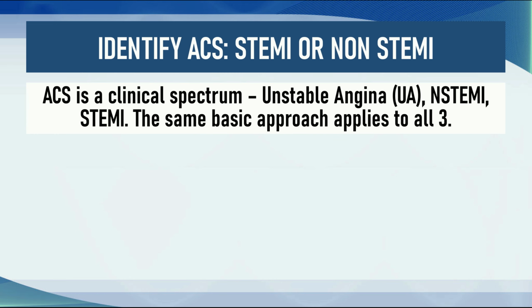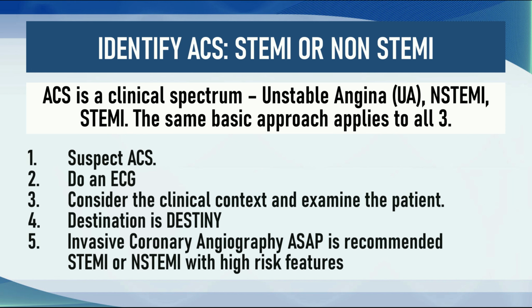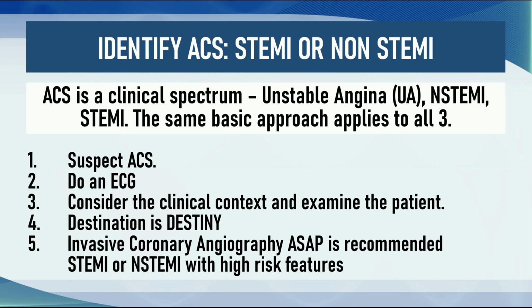Acute coronary syndromes represent a clinical spectrum including unstable angina, non-STEMI or STEMI, and the same basic approach applies to all three. You suspect an acute coronary syndrome, do an ECG, consider the clinical context and examine the patient. Destination is destiny. If the patient has an acute coronary syndrome, they need to be transferred to an interventional cardiac unit as soon as possible.